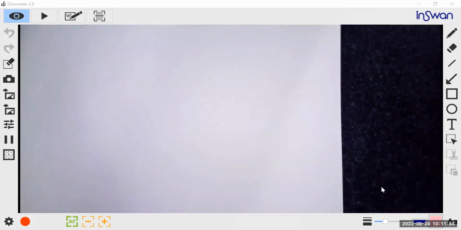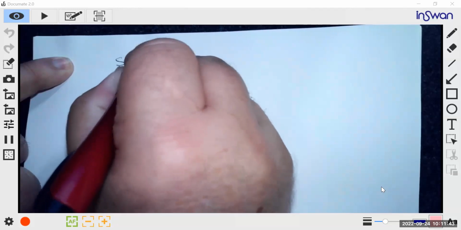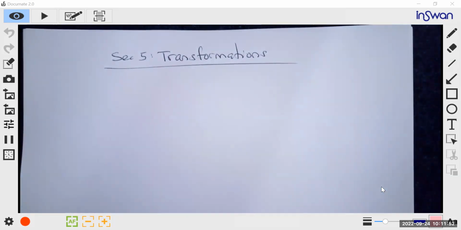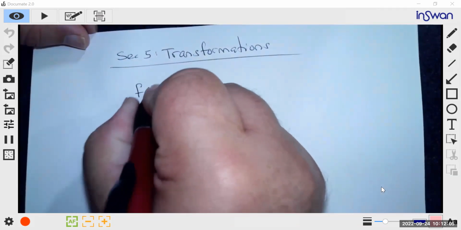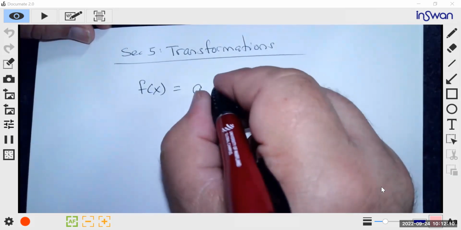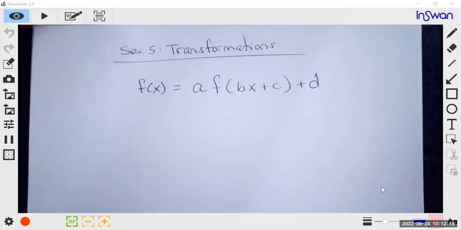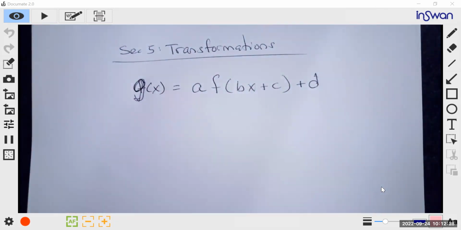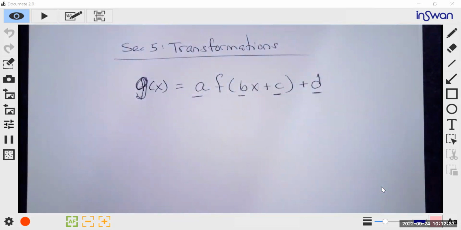Okay, let's go ahead and do the last thing of the chapter. Transformations. Now, for transformations, you have to know the original, you have to know the library of functions. For example, every equation is going to have this configuration. I'll call this G. What we're going to be looking at, these four letters, A, B, C, and D, and see what they do.